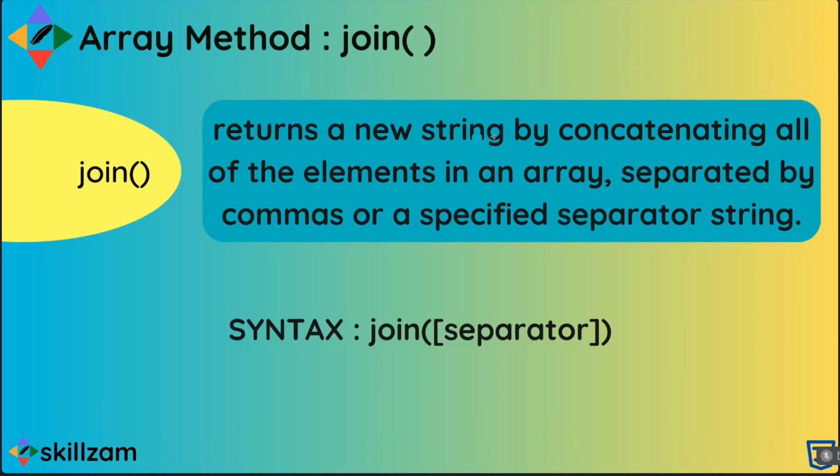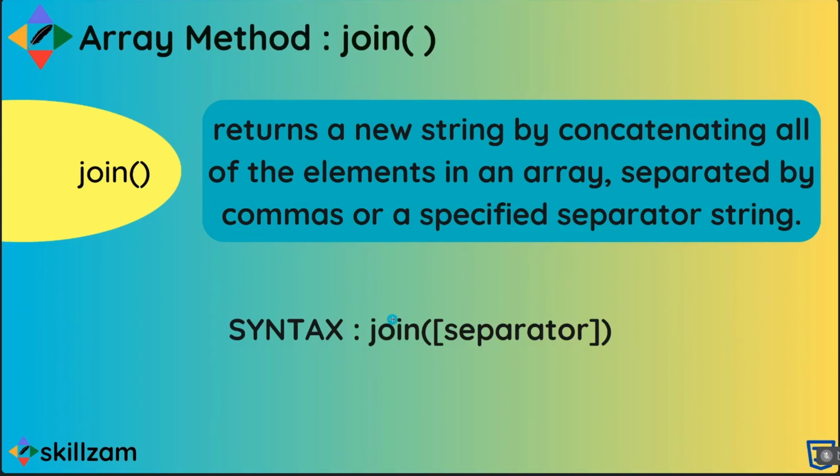it returns a new string. Mind you, this is returning a new string, unlike split in strings, which will return an array. Here join will return a string from an array. So if a question comes up, like given an array, I want to get a string out of an array, you can use join. Okay, so join will return a new string by concatenating all the elements in an array separated by a comma or a specified separator, which is optional.